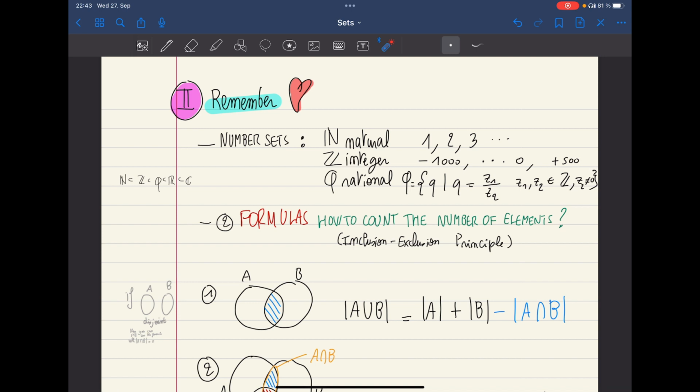Now we are going to see formulas on how to count the number of elements, and this is the important part of today's video because it's actually the one part that you can easily find back, and it's a useful formula for the exercise. So let's start with an easy example.